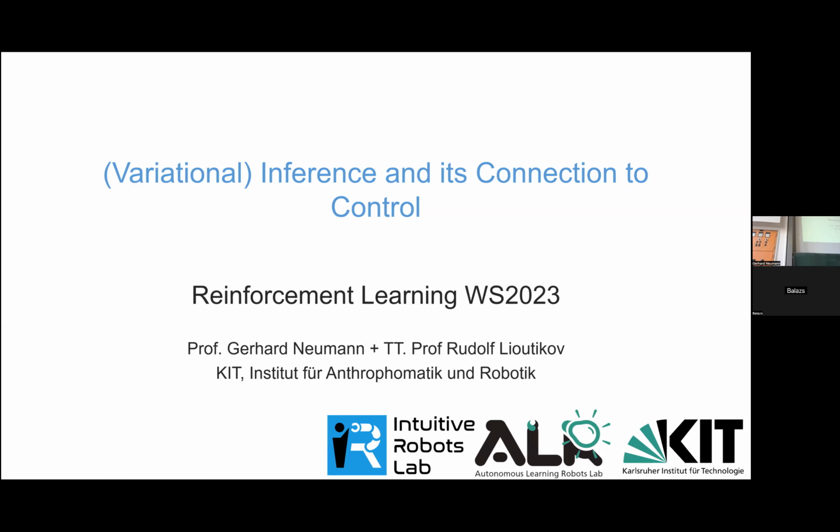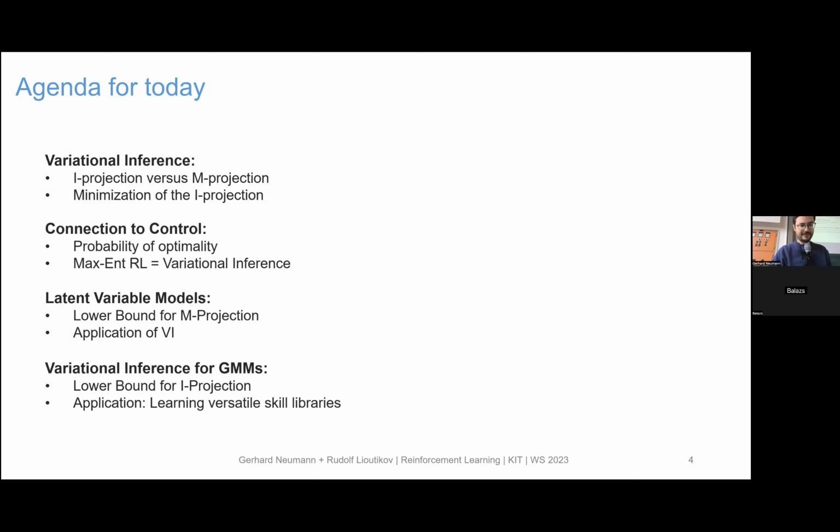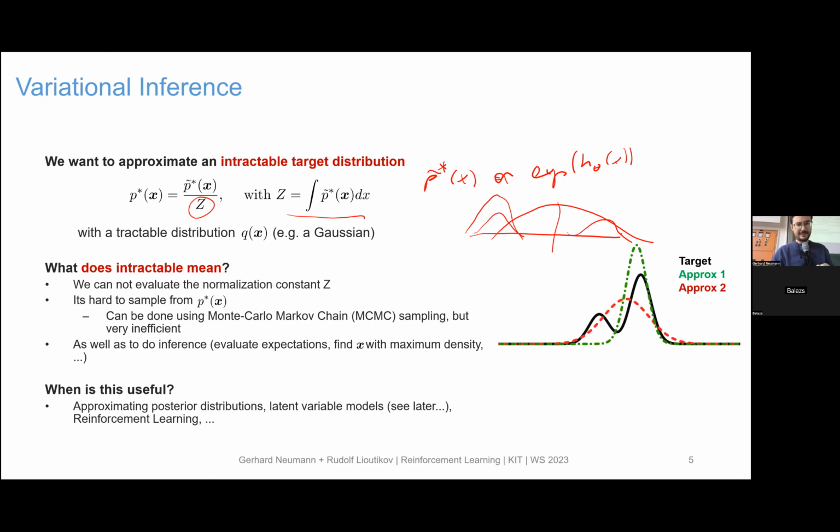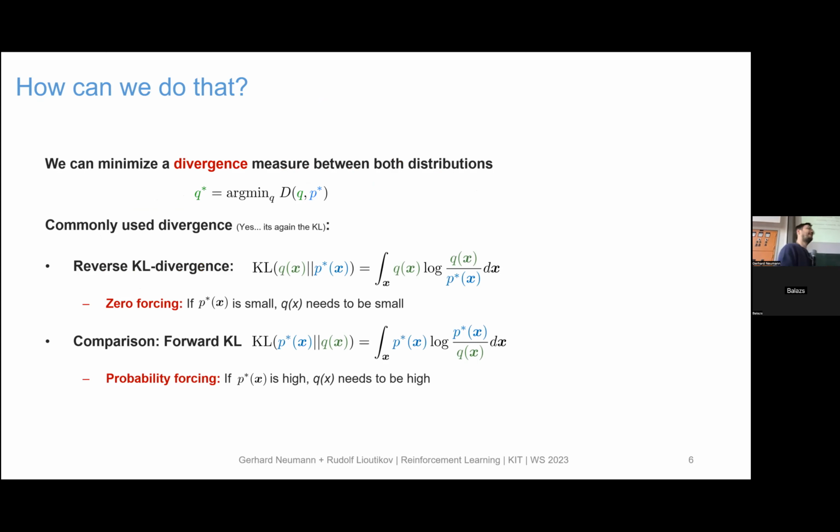Welcome back to the reinforcement learning lecture. We will continue today our discussion about variational inference and its connection to control. Where we were stuck at the last lecture on Friday was basically discussing different divergences that we could use for approximating distributions. And we had this discussion about the Kullback-Leibler divergence. One was the forward Kullback-Leibler divergence, and the other one the reverse Kullback-Leibler divergence.